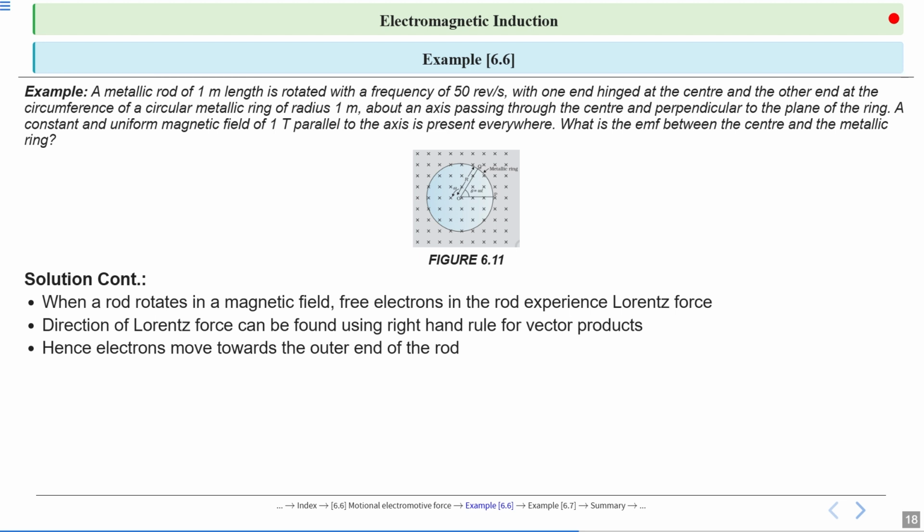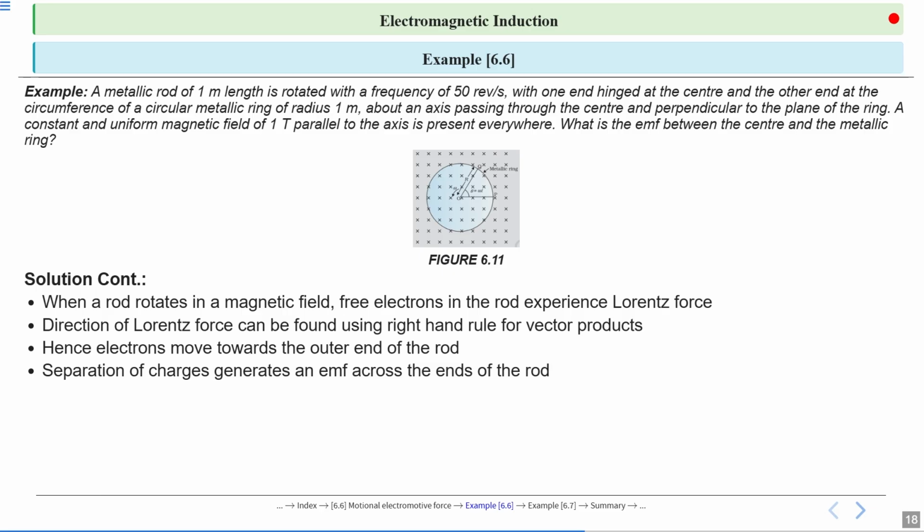So the thumb will point towards the center, but this direction is defined for the default case, a positive charge. Here the free charges are electrons, which are negatively charged. The thumb is pointing towards the center, but in the case of electrons, which are negative charges, the direction of force will be reversed. So the direction of force will be towards Q, towards the end. Hence electrons move towards the outer end of the rod.